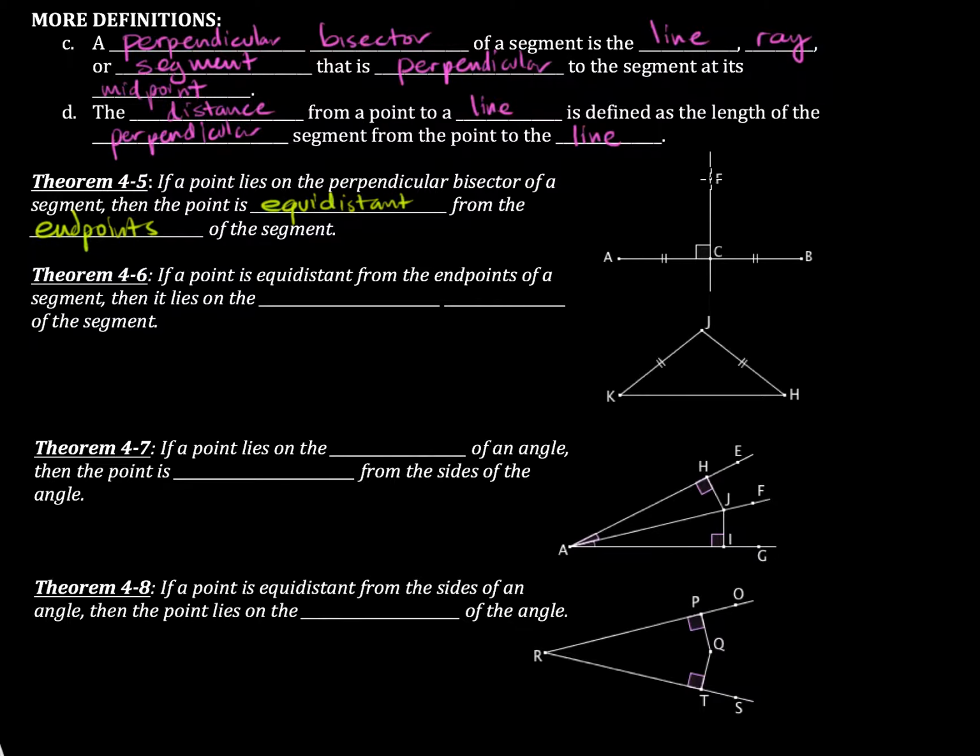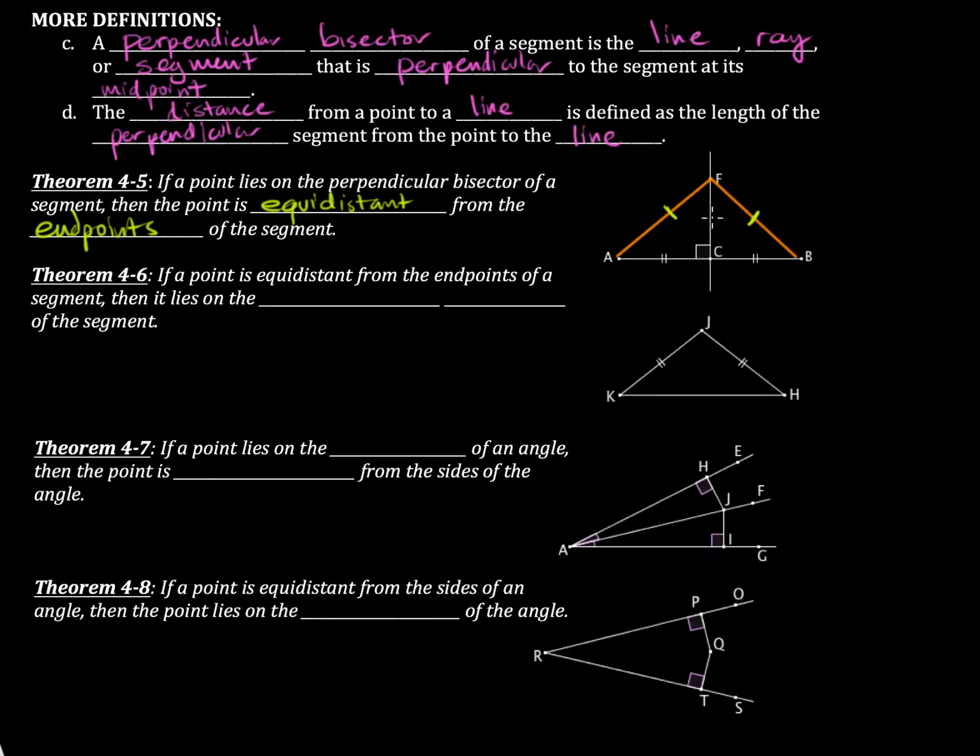What this means is if I look at point F, which is on the perpendicular bisector, if I go from F to B and I go from F to A, those two distances will be the same. In other words, segment FB would be congruent to segment FA.